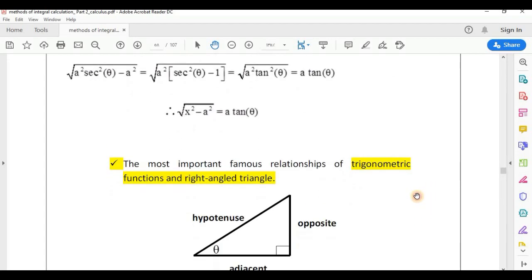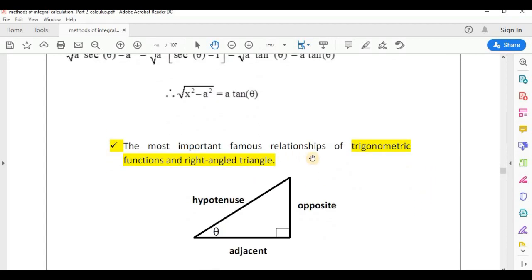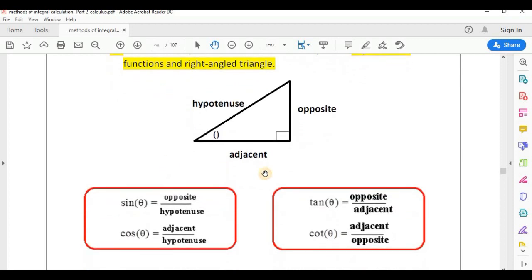Let's discuss another point, the most important and famous relationship between trigonometric functions and the right triangle. This is also important, you should memorize this formula. This is the right triangle. We have here adjacent, opposite, hypotenuse. Sine theta will be equal to opposite divided by hypotenuse. Cosine theta will be equal to adjacent divided by hypotenuse.